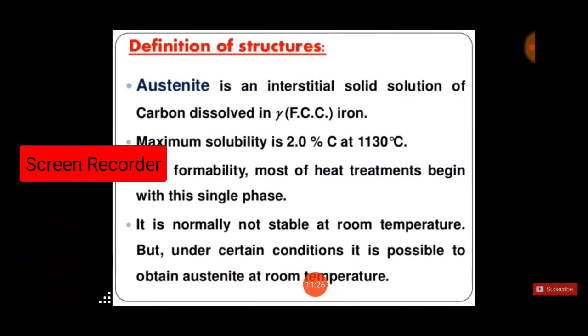Austenite. Austenite is an interstitial solid solution of carbon dissolved in gamma iron in the FCC structure. Maximum solubility is 2% carbon at 1130 degrees Celsius. High formability. Most heat treatments begin with the single phase. It is normally not stable at room temperature, but under certain conditions it is possible to obtain austenite at room temperature.